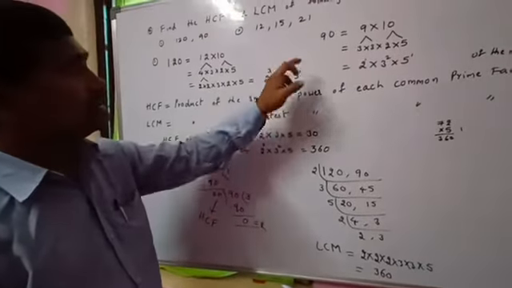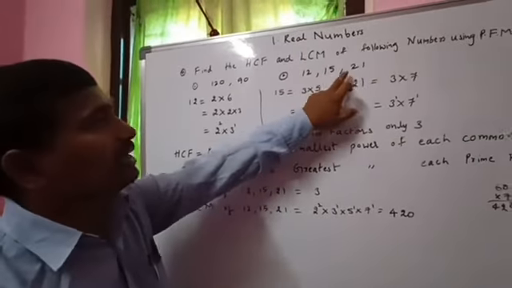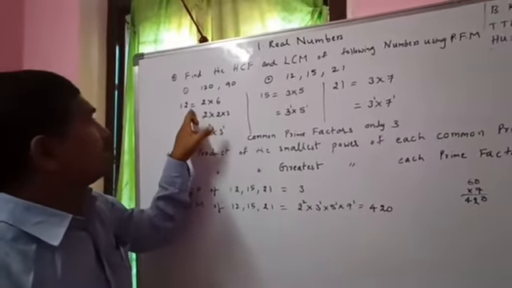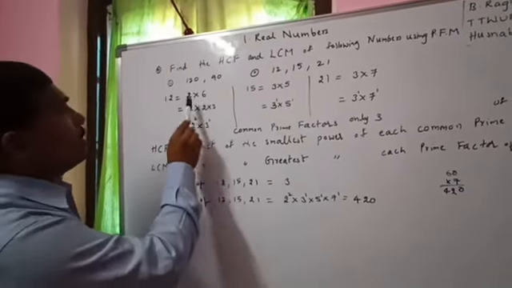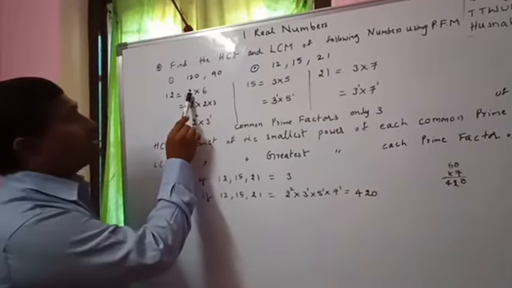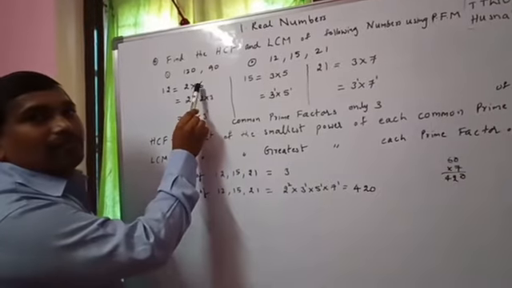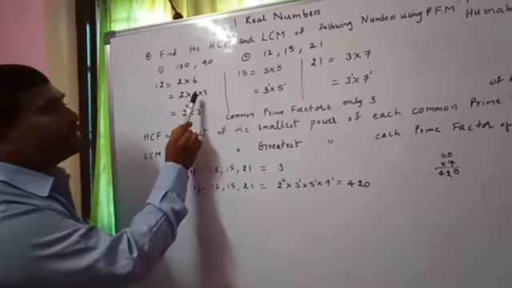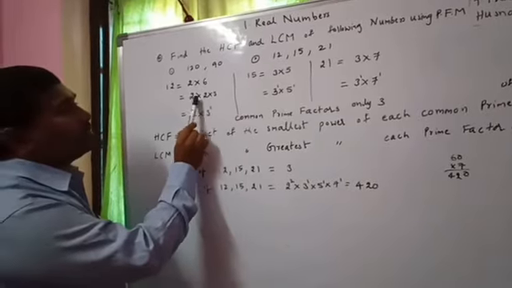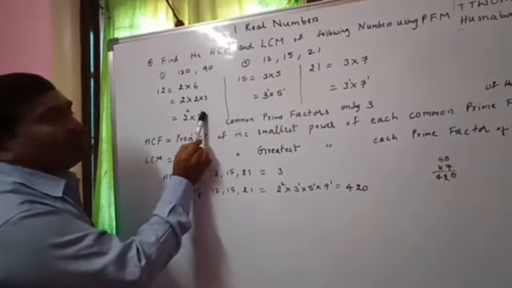Let us see another problem. Now see another problem: 12, 15, 21. Write 12 as a product of primes. 12 can be written as 2 into 6. 2 is a prime, 6 is not a prime. Again divide 6 as a product of prime factors. So 6 can be written as 2 into 3. Here 2 into 2 into 3, 2 repeated 2 times. So 12 can be written as 2 square into 3 power 1.